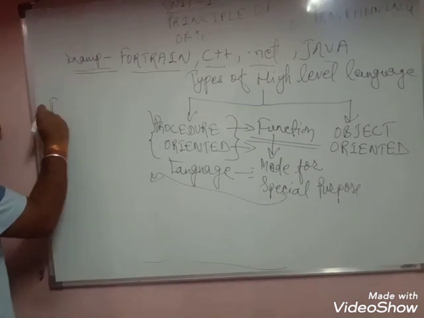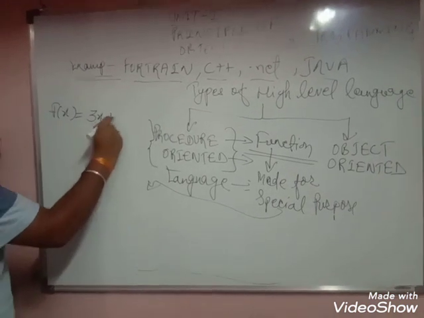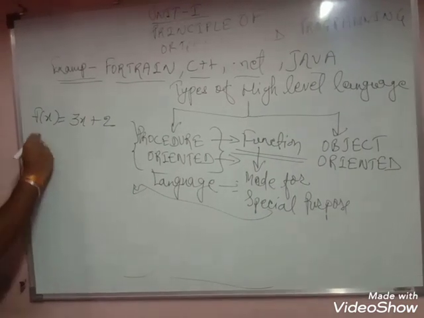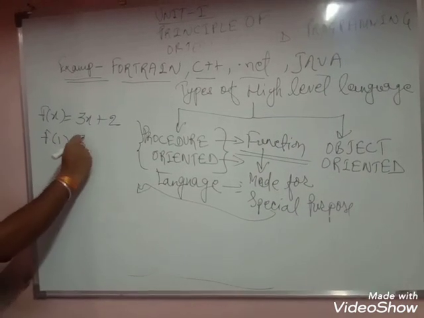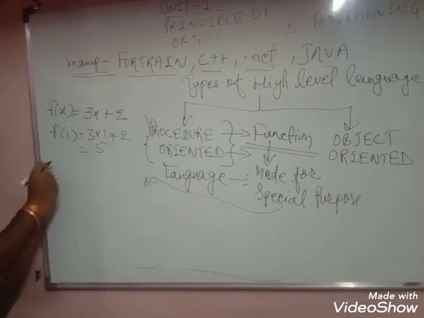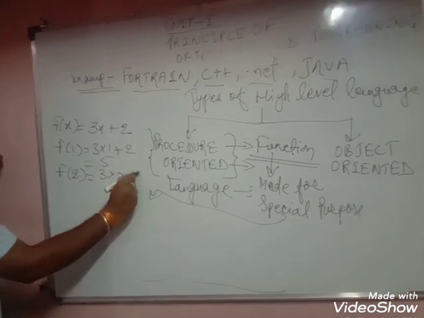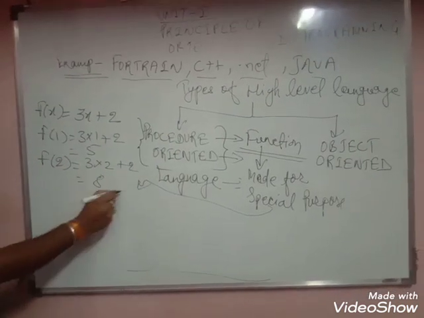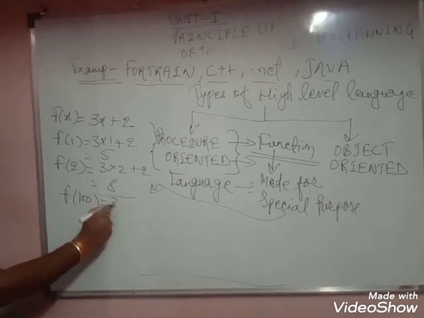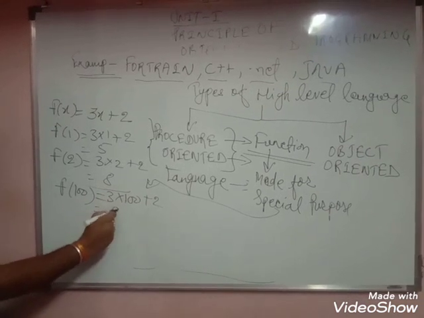For example, one expression is given, that is f(x) equals 3x plus 2. Now if I put the value of x equals 1, then the whole equation value will change: 3 ones are 3, plus 2, that is 5. If I put x equals 2, then again the value changes to 6 plus 2, that is 8. If we put x equals 100, then 3 into 100 plus 2, that means 302.